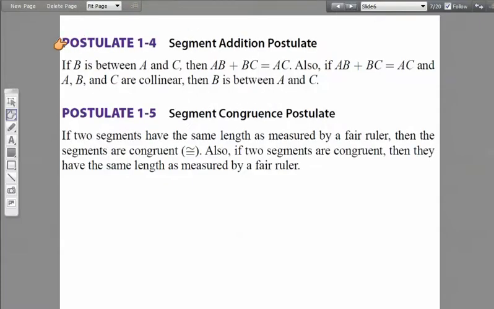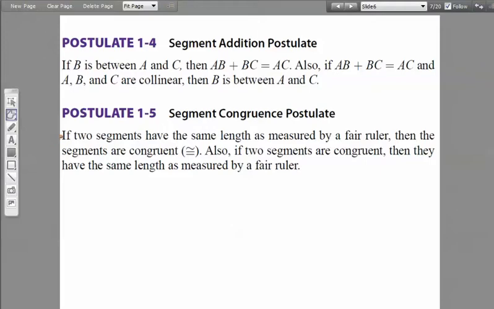Okay, the first postulate we're going to look at is the segment addition postulate. This kind of reads like that between definition. If B is between A and C, then AB plus BC equals AC. There's the word between, okay? Also, if AB plus BC equals AC and A, B, C are collinear, they're all on the same line, then B is between A and C.